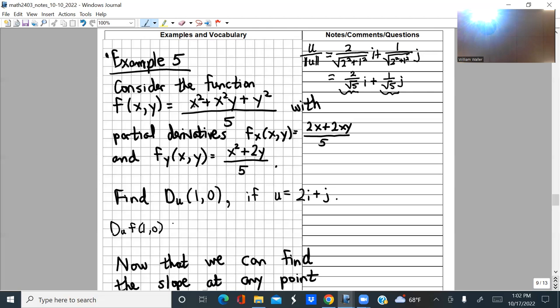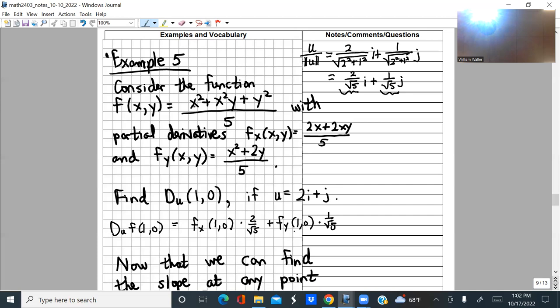So remember, that's going to involve calculating the partial derivatives at these coordinates, 1, 0, times the sine and cosine of the direction angle. But we have those now from our direction vector in unitized form. So here we would fill in 2 times the square root of 5, and then plus the partial derivative with respect to y evaluated at 1, 0, times 1 over square root of 5.